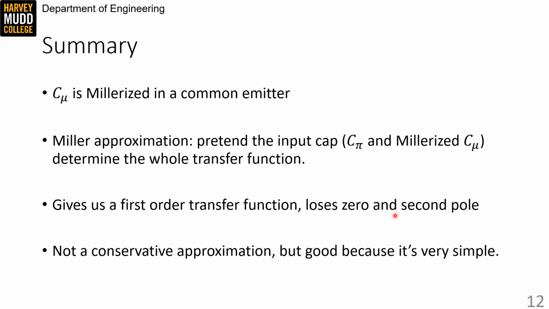So in summary, C mu gets Millerized in a common emitter amplifier. The Miller approximation pretends that the input cap, which is just C pi and a Millerized C mu, determines the whole transfer function, and that makes it first order. So we lose the zero and the second pole. So this is not a conservative approximation, but it's good because it's simple and gives physical insight.